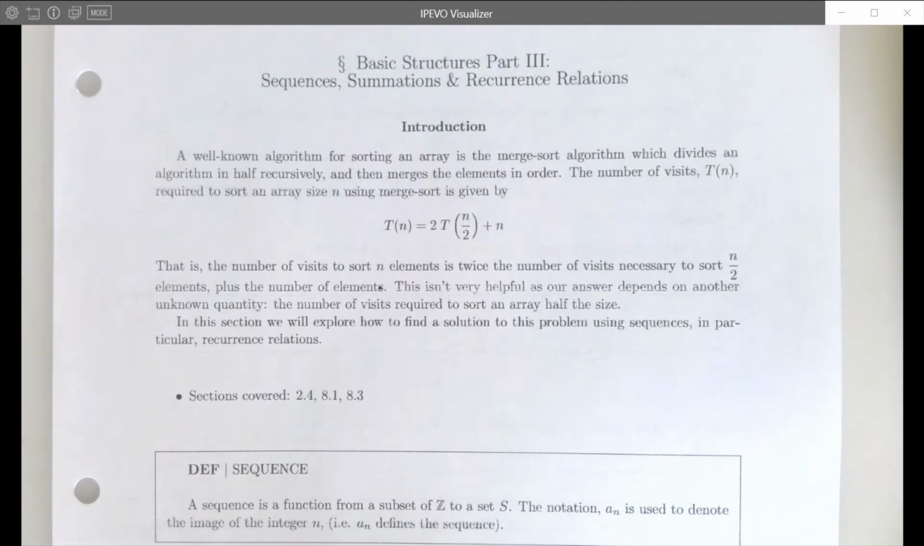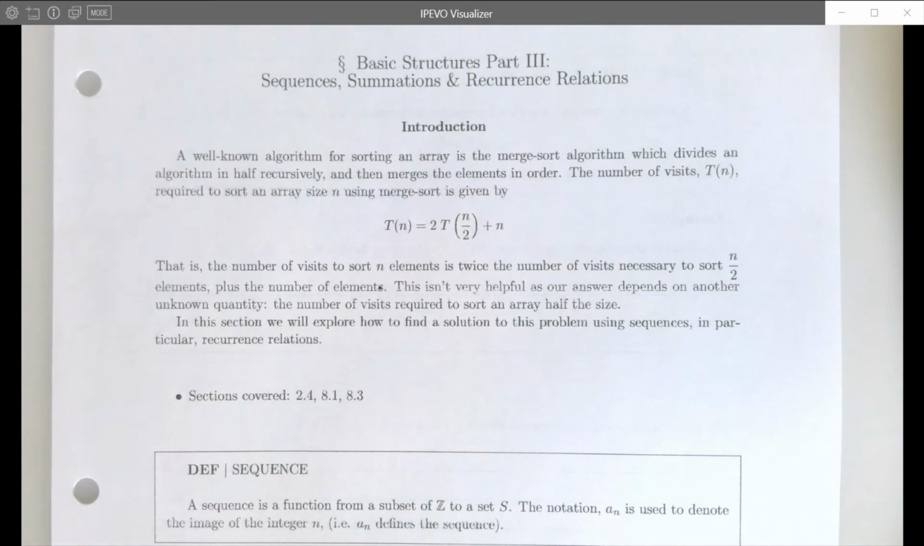We're now going to move on to basic structures part 3, sequences, summations, and recurrence relations. And the way that I want to introduce this is by thinking about the merge sort algorithm, which we've talked about a couple of weeks back. If you recall, the merge sort algorithm sorts an array by dividing it in half and then recursively sorting the first half, recursively sorting the second half, and then merging the results.